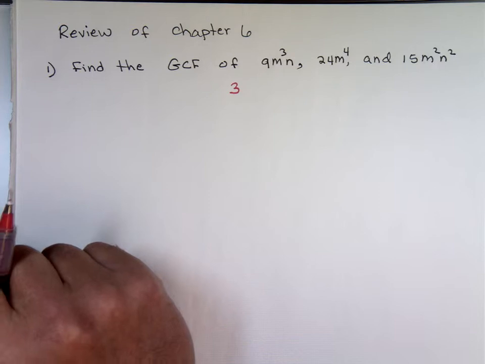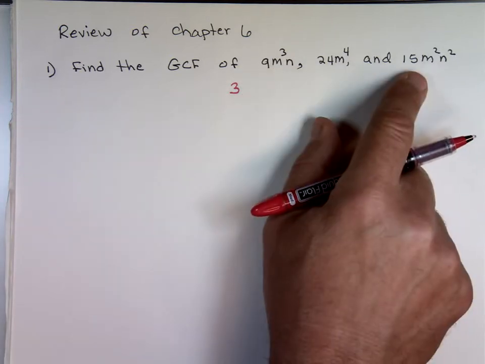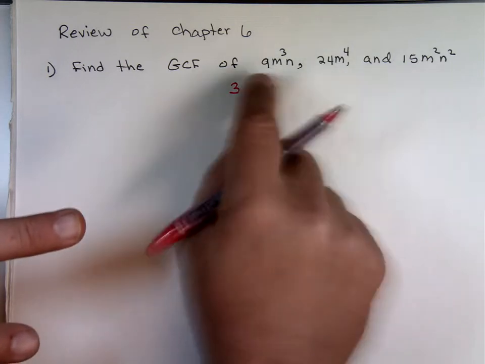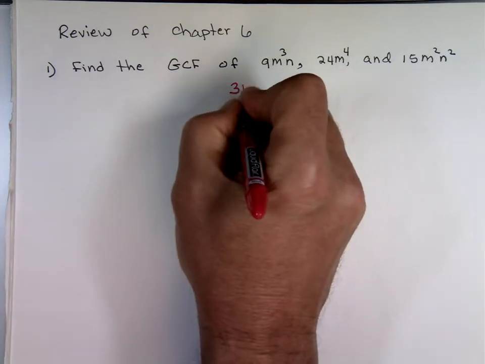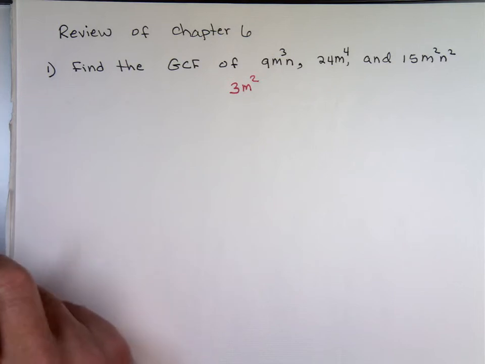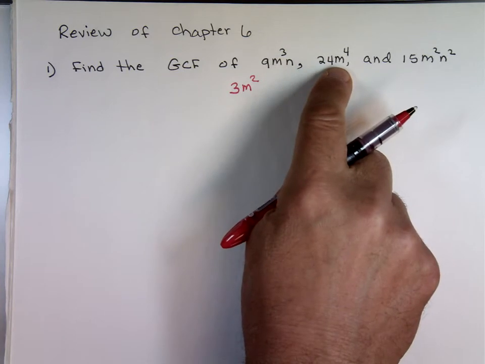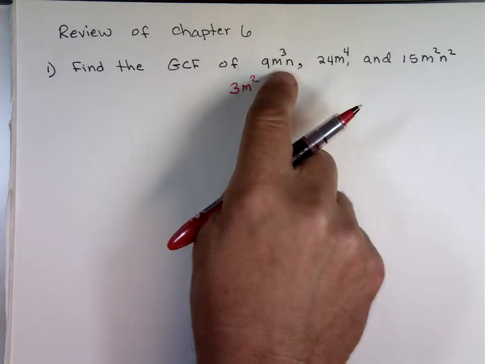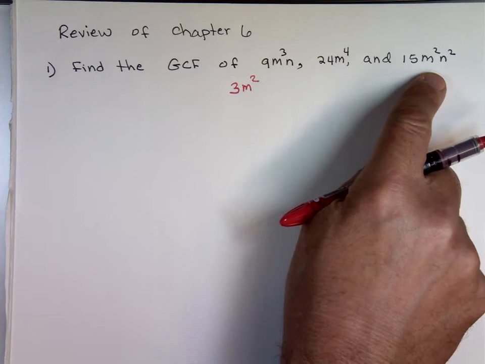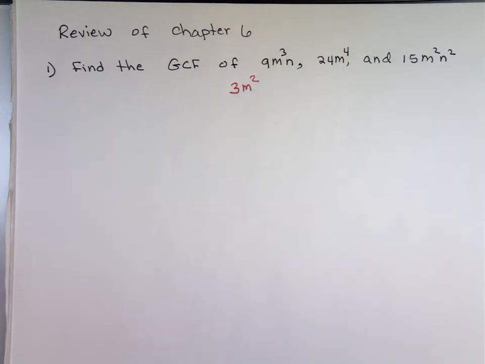Now let's look at the m's. This has 3, this has 4, this has 2. It has to be the same thing from all three of them. So the largest thing we can take out is 2 m's, m squared. And what about the n? Nothing, because this doesn't have any n in it. So the greatest common factor of these three terms, or three monomials, is 3m squared.